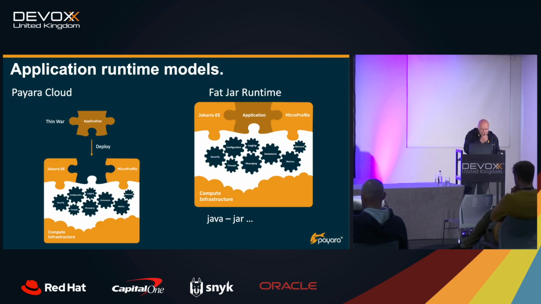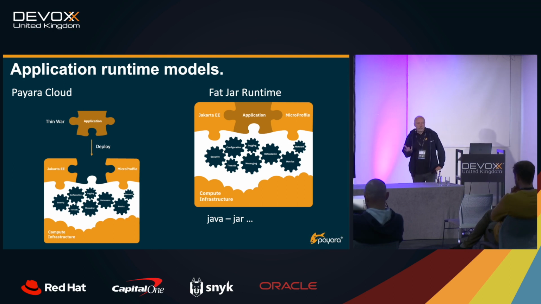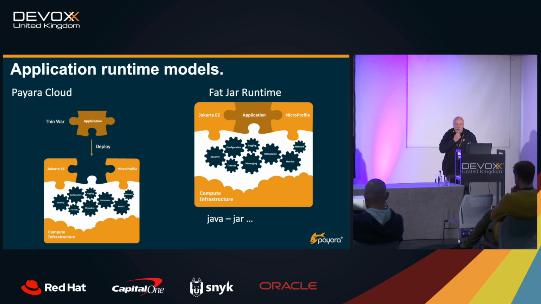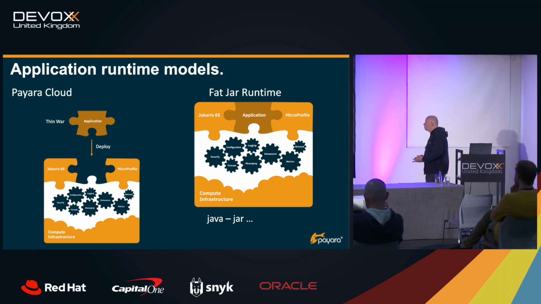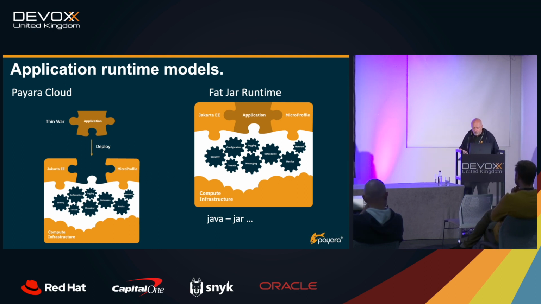So when you come to cloud, there are a number of ways that you can run applications on cloud. The typical way at the moment is you would build a fat jar. So if you wanted to run on cloud, you would package up your application into a single jar file. You'd package up either the whole Spring framework, or in our case, you could package up Payara Micro, or you could package up a Quarkus or something like that. And then you have to get that running on the cloud infrastructure.